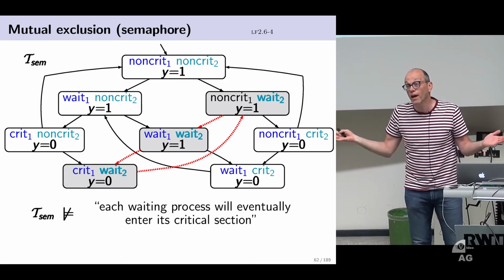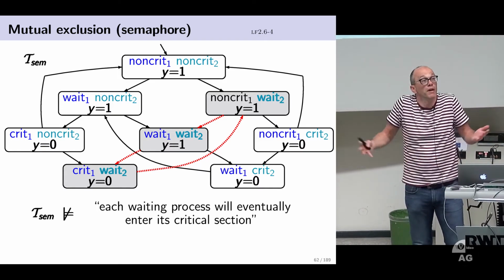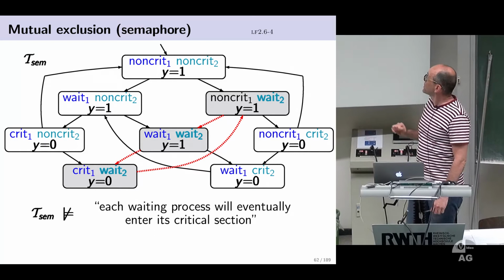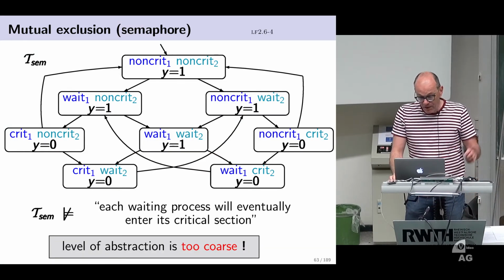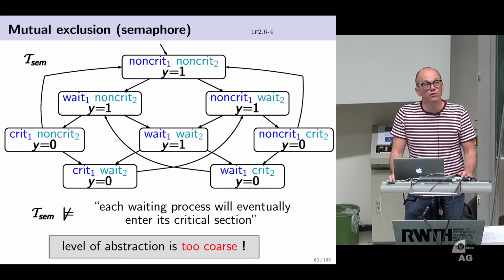Is this fair? You may ask yourself. Well, maybe not. So each waiting process will eventually enter the critical section is a property that is violated, and that means that maybe we should not allow these kind of loops here.